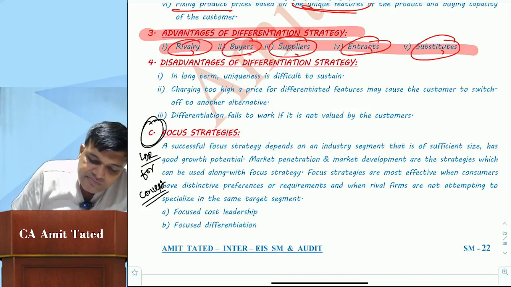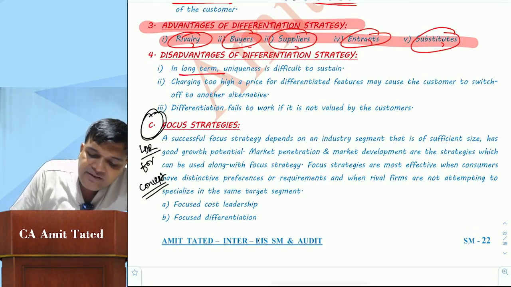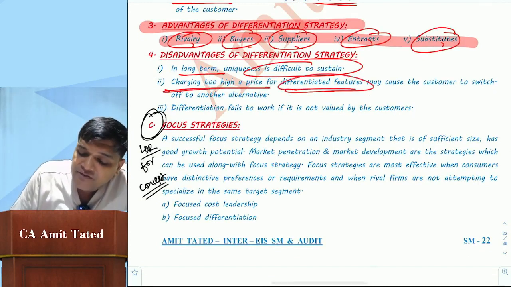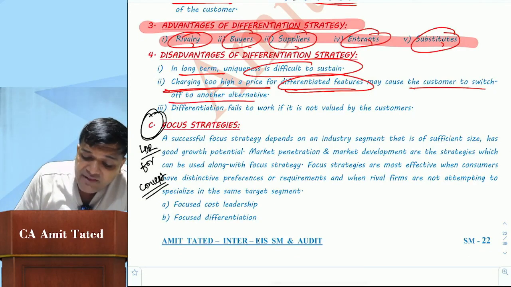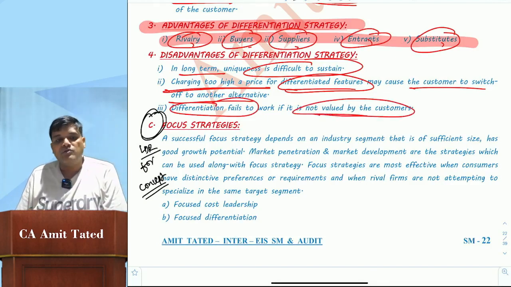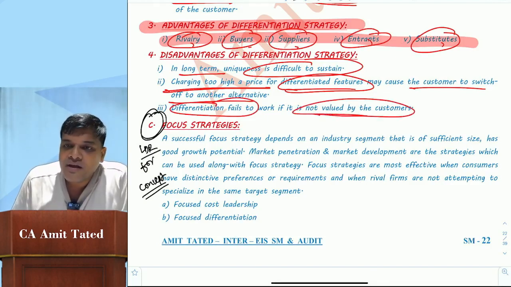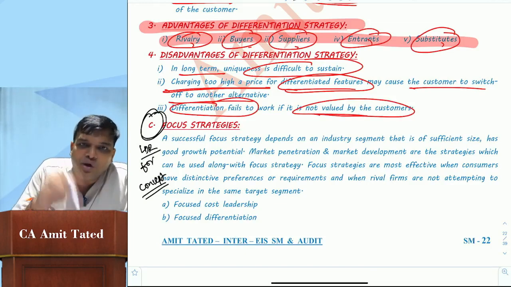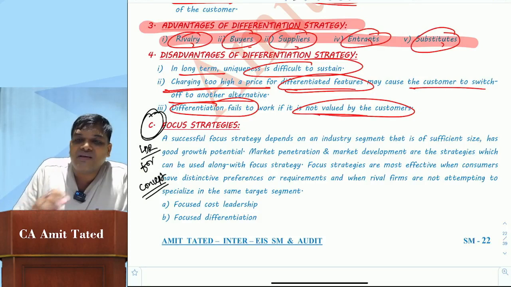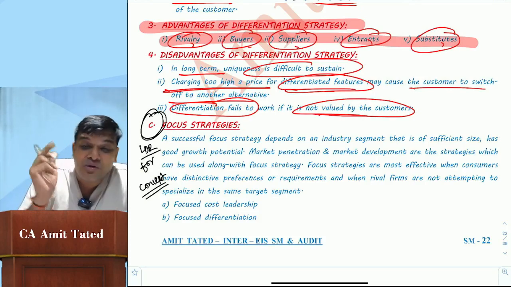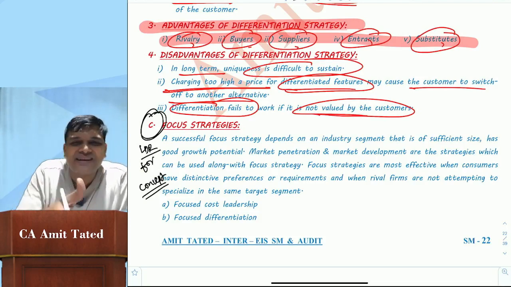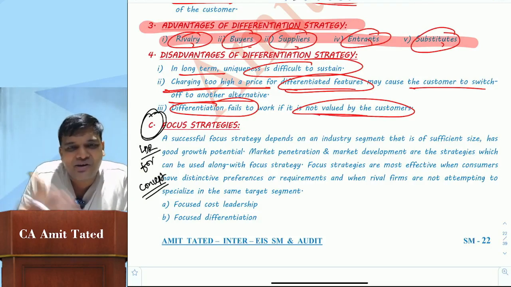And the disadvantage in the long term: uniqueness is difficult to sustain. Next point, charging too high a price for differentiated features may cause customers to switch to another alternative, and differentiation fails if not valued by the customer. That's the whole concept. In the long term you are unique now, but someone else may copy and your uniqueness will go. Customers may switch to another alternative if the amount is very high and they may not understand the differentiation. They will say, forget Jaguar, let's have a Skoda.